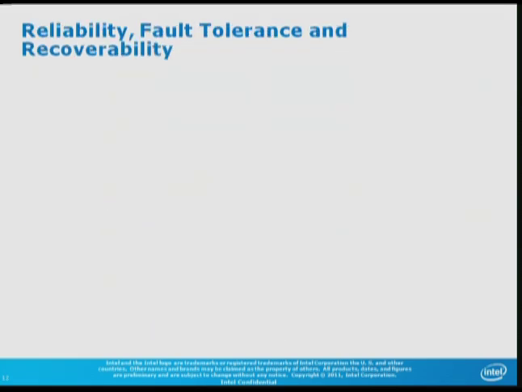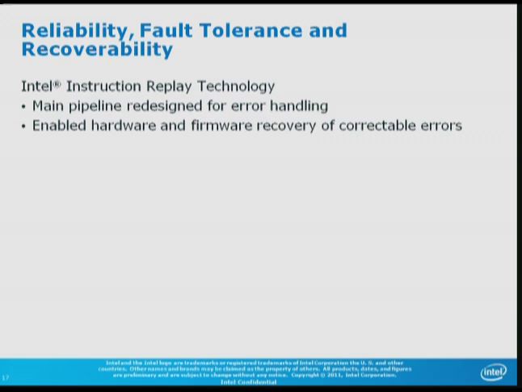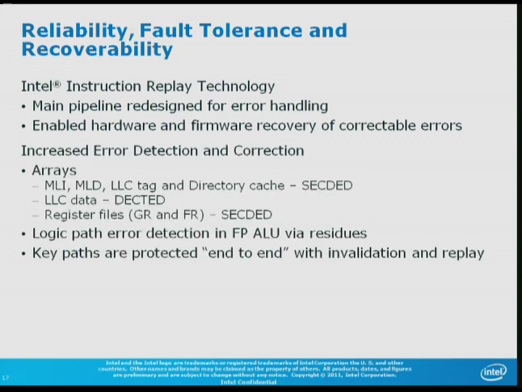So one of the key aspects of being mission critical is our reliability, availability, and serviceability story. This is one of the big motivators for going to a replay-based pipeline. By using a replay-based pipeline, that gives us more time to detect errors and then be able to recover from those errors via replay before any corrupted state has been committed.